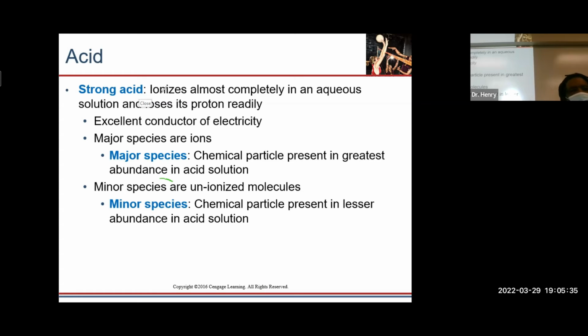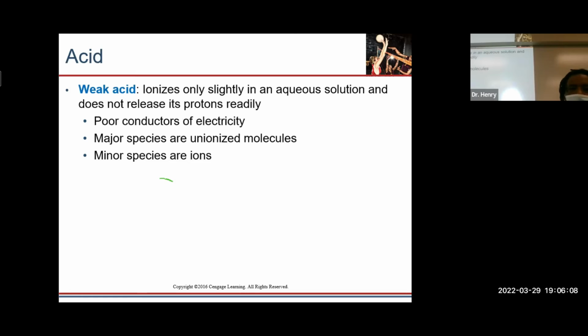So then that means that you're going to get what we call a major species and a minor species. If we don't get complete ionization, but it's almost completely, you're going to get a lot of the ions and then just a little bit of the compound still together. So the major species of a strong acid is going to be the ionized components. The minor species is the unionized molecule. And I'll show you what I mean here in a second. For weak acids, it's going to be just the opposite. Its major species is going to be the unionized, and the minor species are going to be the ions.